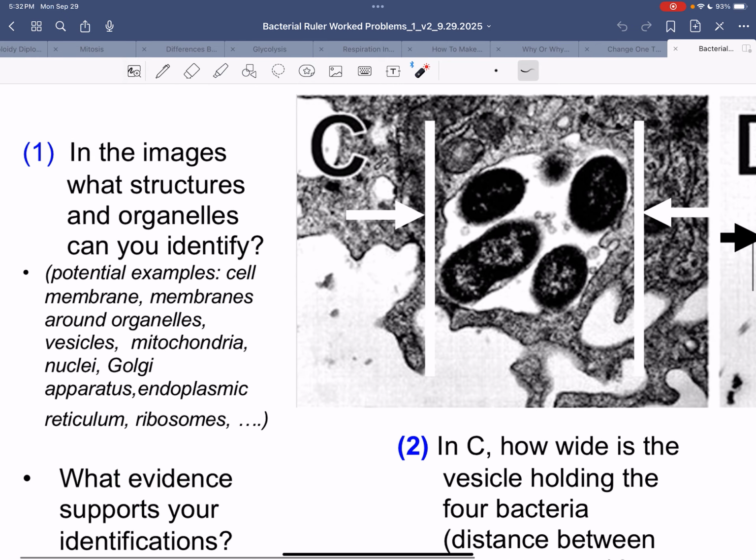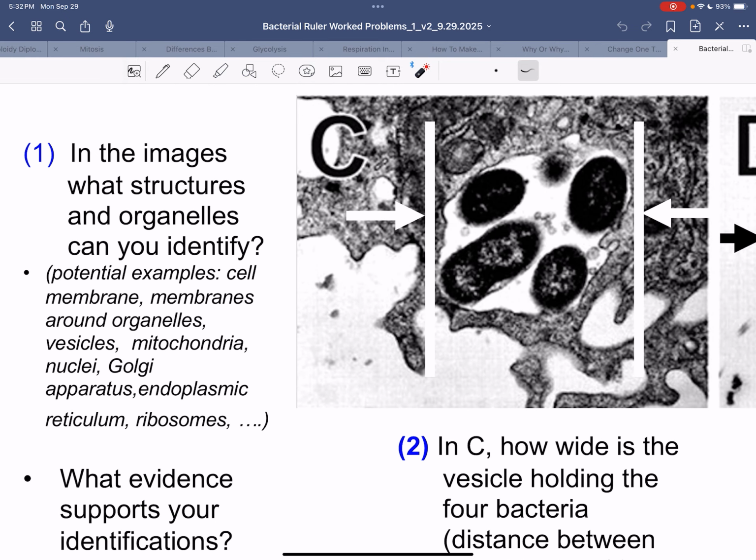So let me walk you through how I would analyze this. First, in these images, what structures and organelles can you identify? Well, I've told you there are bacteria that have been phagocytosed. The first thing I would look at beyond that is, is there anything I would consider to be a membrane? Membranes are continuous dark lines. So anytime you see a continuous dark line surrounding something or along the edge of something, that is most likely to be a membrane. So we've got some candidates here.